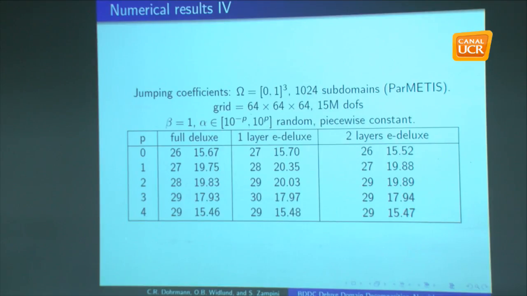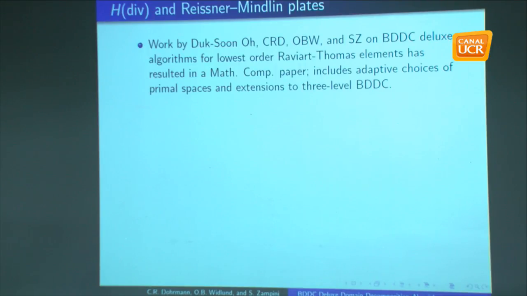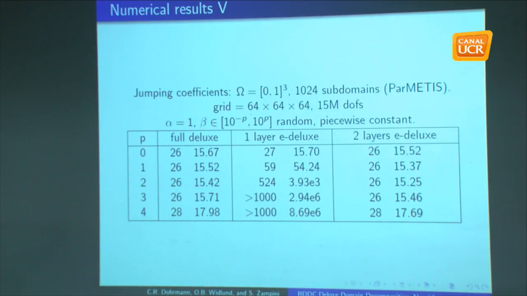Now here is a larger problem. We have 1,000 subdomains, and they are not boxes. They are created by a mesh partitioner. And we have here random values of beta and constant alpha. We see full deluxe, 1 layer, and 2 layer deluxe. 2 layer deluxe is almost as effective as this, and it's a bit cheaper.